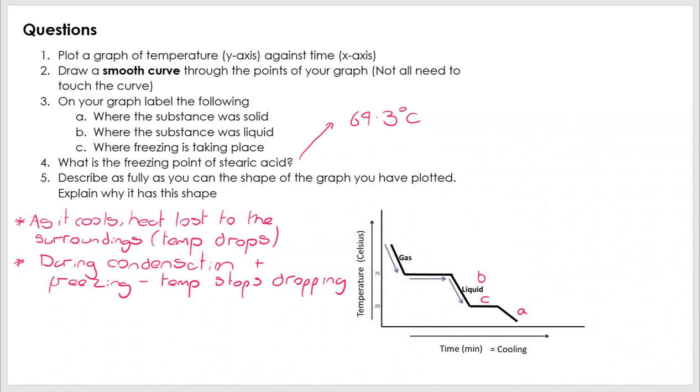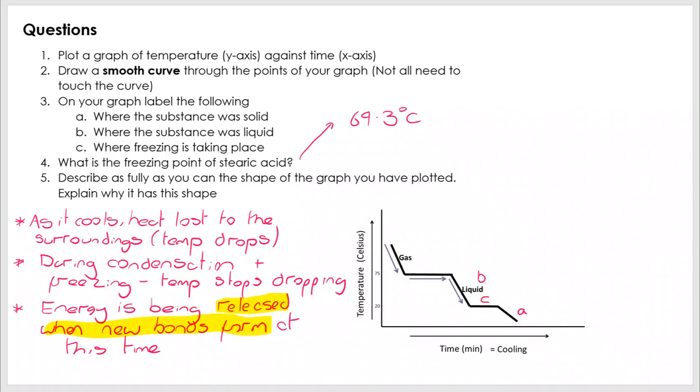However, during condensation and during freezing, and in the reverse of this, where we're heating, the same is true when we melt and when we evaporate, we get this flattening of the graph. The temperature stops dropping in these cases, and this is because energy is being released when new bonds form at that time. So as a gas becomes a liquid, the particles come closer together. As a liquid becomes a solid, particles are closer together or more strongly attracted to one another, more rigidly attracted to one another. And when you form a chemical bond or a chemical force of attraction, energy is released.